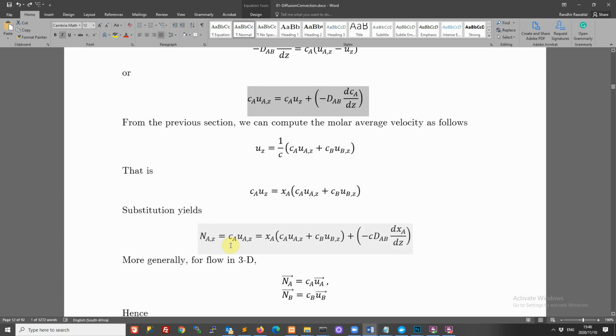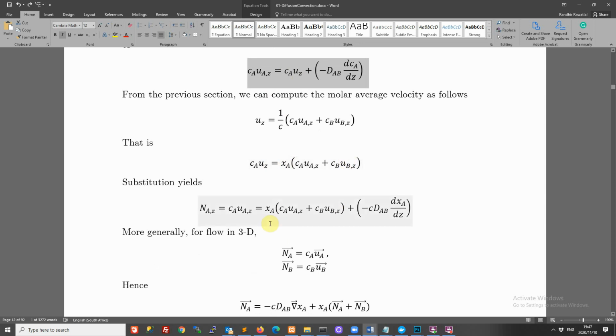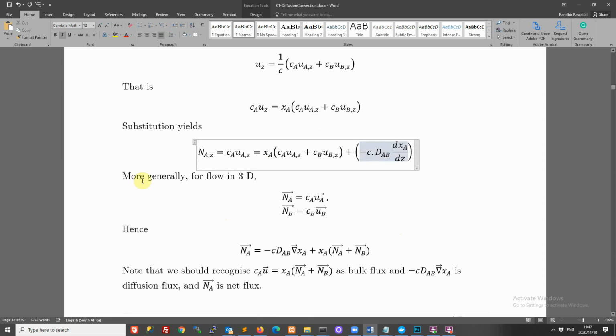So now by substituting that, we can say the total flux of A we know is equal to the concentration times the velocity of that A, and we have found that that is equal to that plus that, and we found CAUZ is equal to all this, so we substitute here, and then the remaining piece, noting that instead of dCA dZ, we've written dXA dZ, and we've taken out the C here. So that's C times that. Okay, so that's how we can estimate the molar flux.